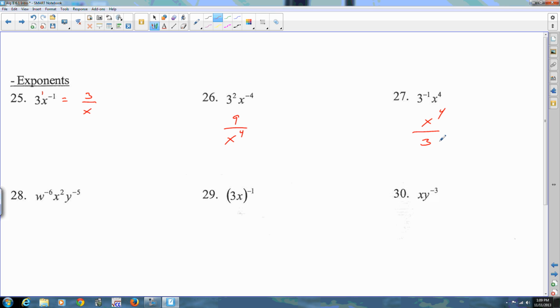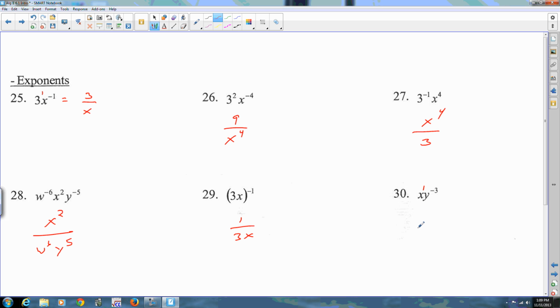Likewise, if it has a negative exponent downstairs, it moves upstairs. We're getting a little ahead of ourselves. If it has a negative exponent, move it and make the exponent positive. If it has a positive exponent, don't move it. This whole thing is being raised to the negative 1, so the whole thing moved. Here, the 3 had a positive exponent, so it doesn't move, it stays put.